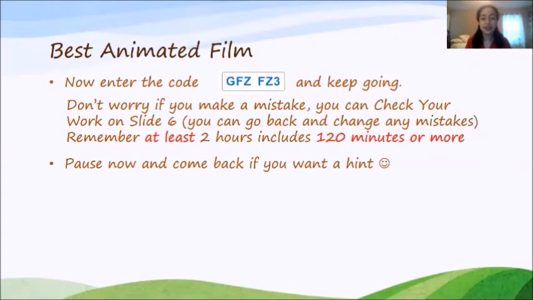So now enter this code, GFZFZ3, and keep going. Don't worry if you make a mistake. You can always check your work on slide 6, or you can go back and change any mistakes. Remember that at least 2 hours means 120 minutes or more. So pause now and come back if you want a hint.